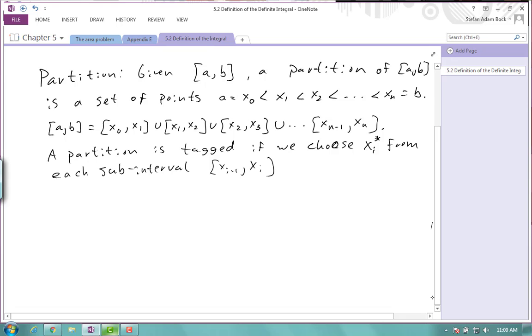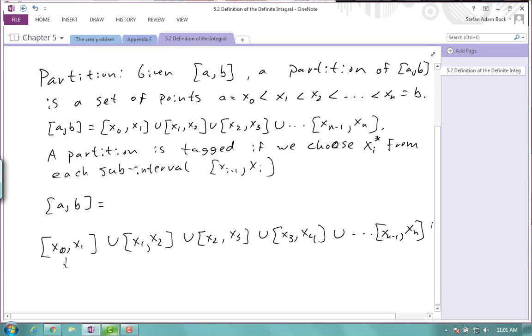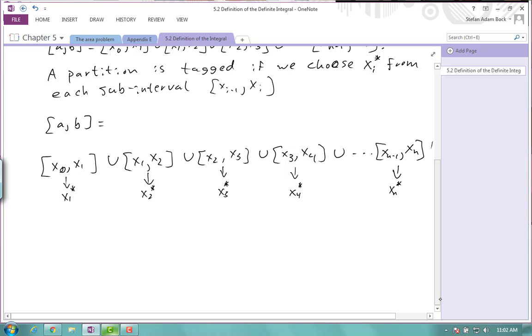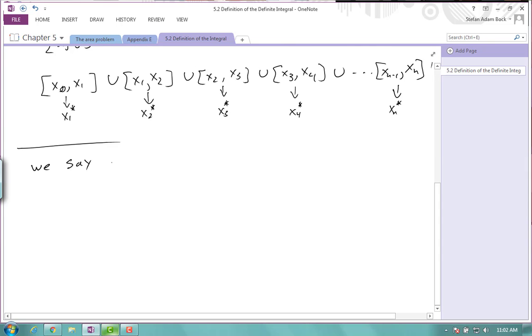So given an interval from a to b, a tagged partition, I could draw out looking like this. And somewhere out of this first interval, I'll pick a random point. It doesn't have to be random. It could be one of the endpoints or somewhere exactly in the middle or anything inside of it, really. I'll have an x1 star, and somewhere out of the second interval, I'll have an x2 star, and somewhere out of the third, an x3 star, out of the fourth, an x4 star, and out of the last interval, I'll have an xn star. And this here would be a tagged partition of the interval.